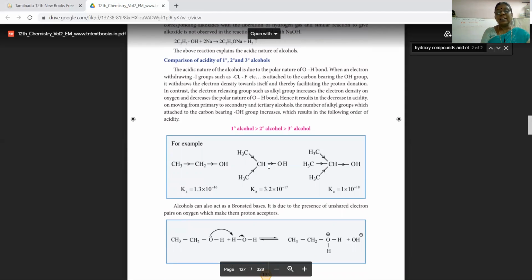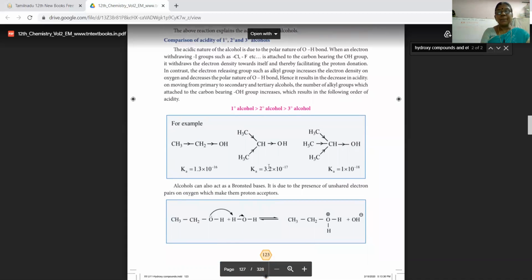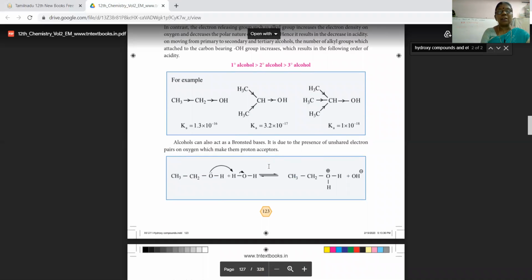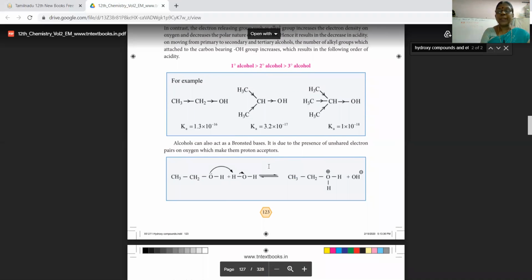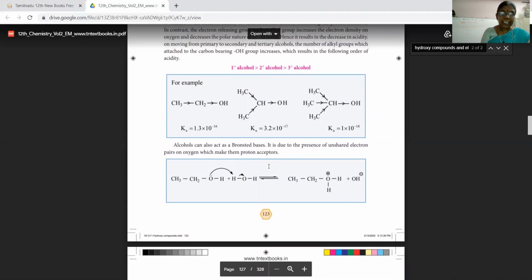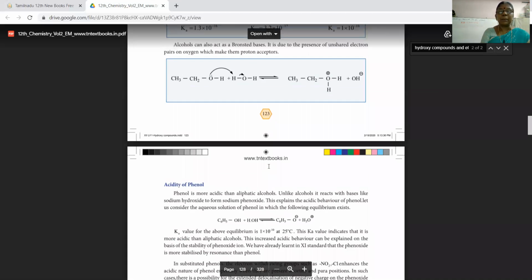Tertiary alcohol, (CH3)3COH. That is not CHOH, that is COH. The Ka value is 1 × 10^-18. Alcohols can also act as Bronsted bases. It is due to the presence of unshared electron pair on oxygen, which makes them proton acceptors. That electron transfer is given in this tabular column.